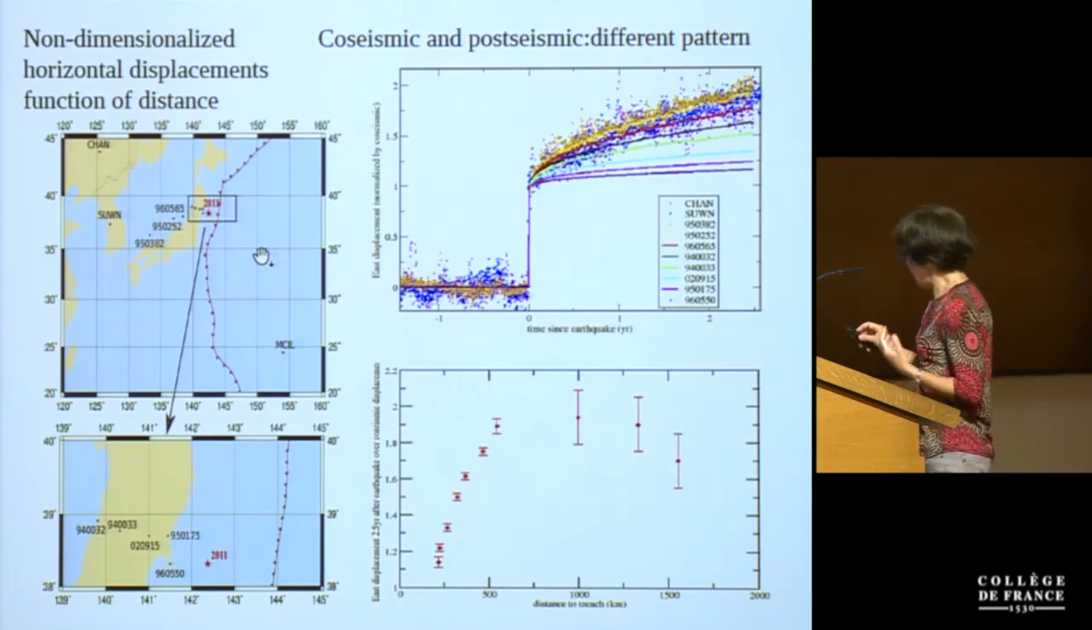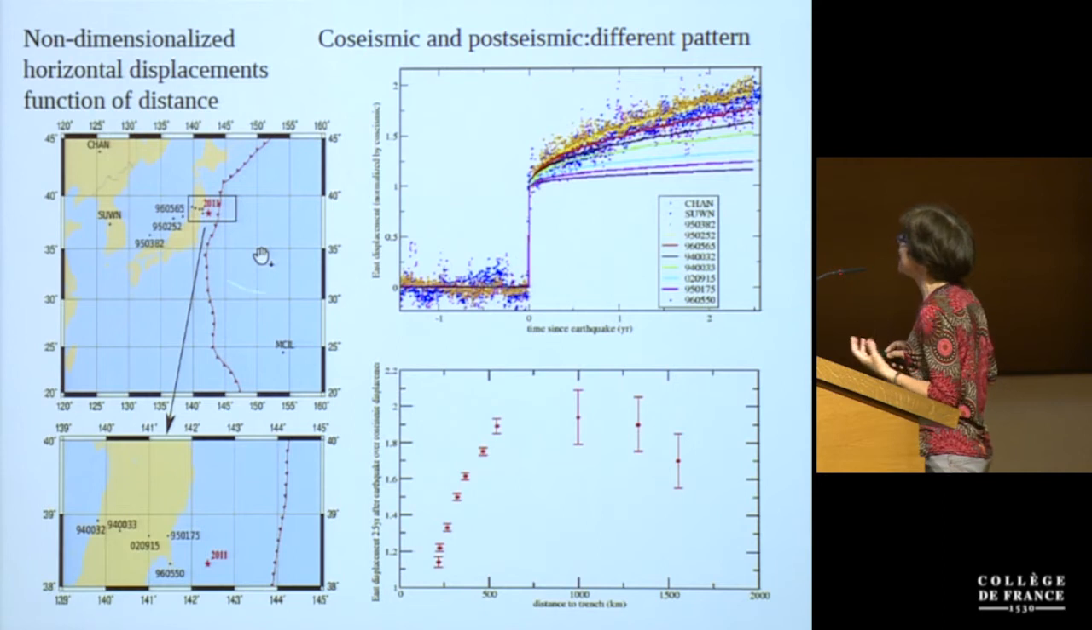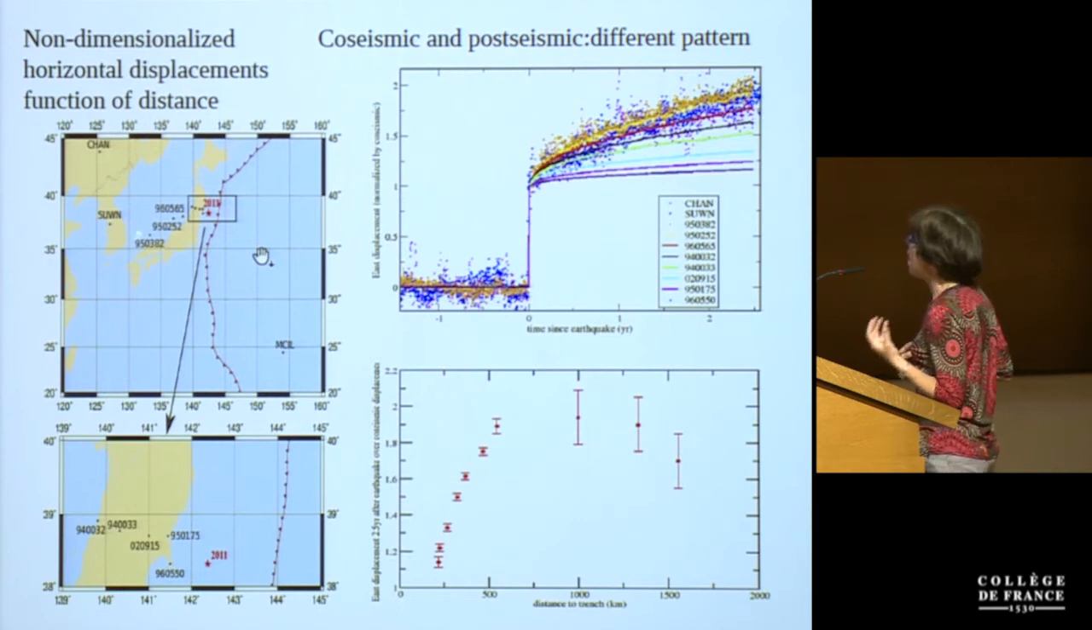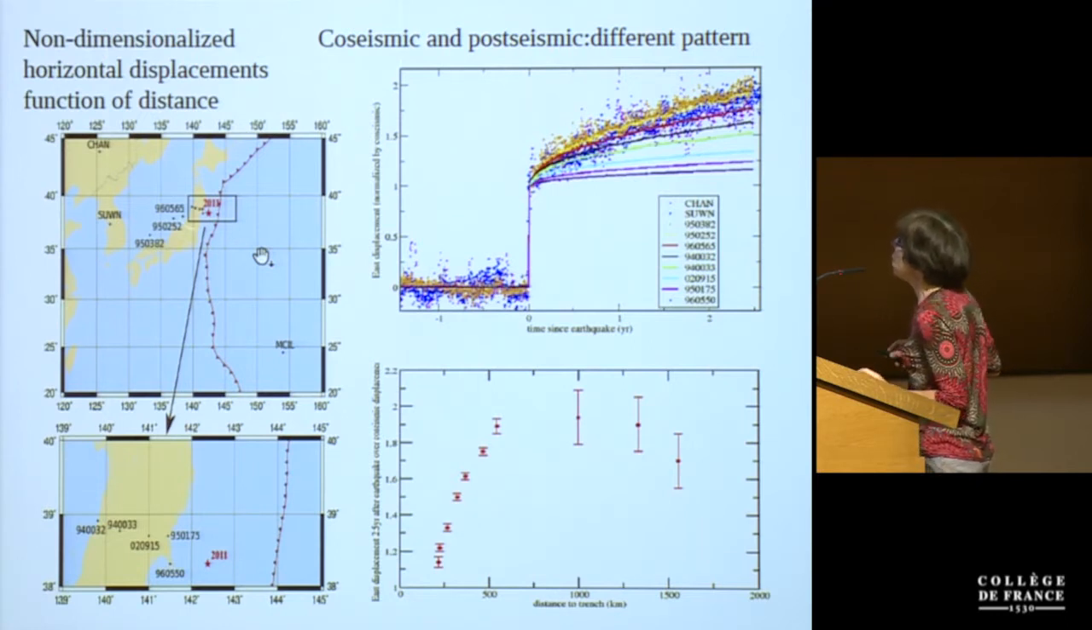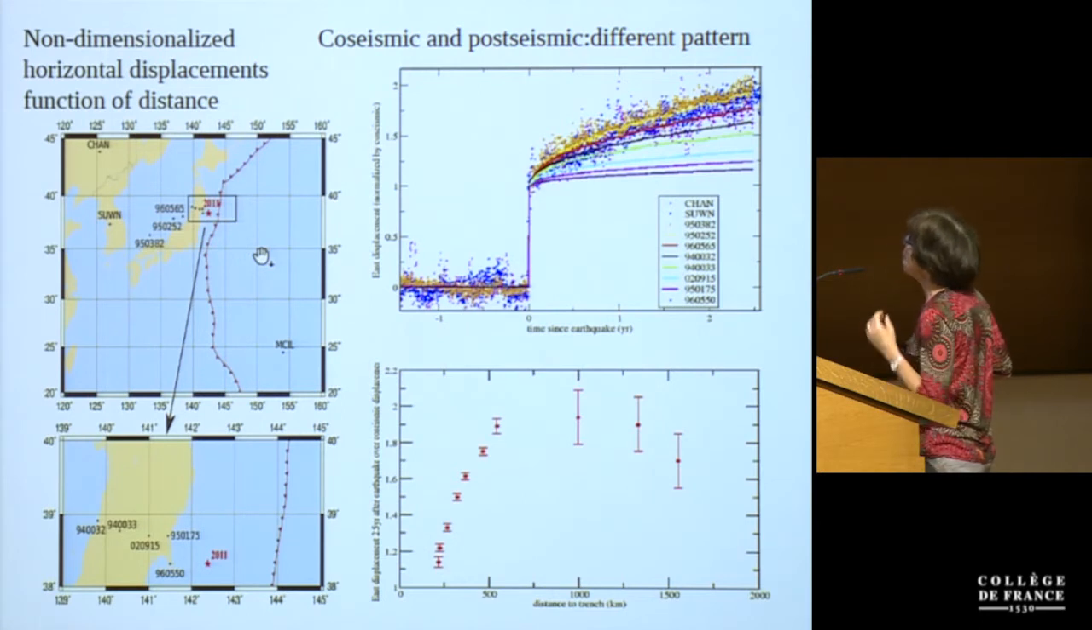So, what can we learn, in fact, from this change of deformation far away from the earthquakes? For the three mega earthquakes, we obtained a very similar type of deformation. And I will just mention here essentially the main feature. First, one must keep in mind that the post-seismic deformation, if one non-dimensionalizes it with respect to the co-seismic, becomes larger and larger when one goes far away from the trench.